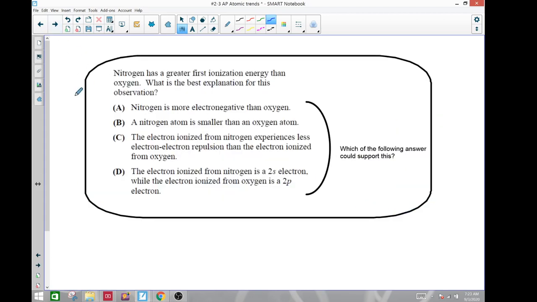All right. Nitrogen has a greater first ionization energy than oxygen. Explain this. Okay, let's find them first of all. So nitrogen is here, and oxygen is here. Okay. So they're saying that nitrogen has a greater first ionization energy than oxygen.